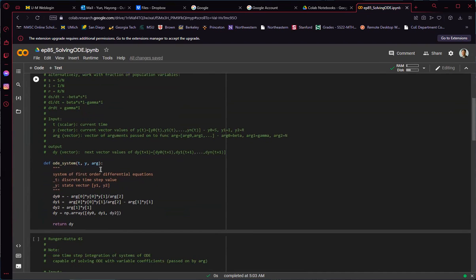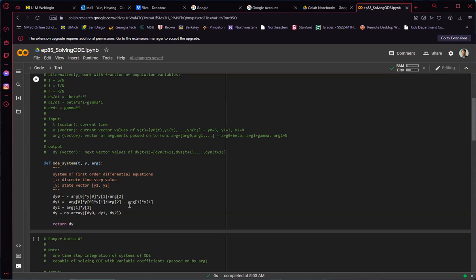First, we define the ODE system, the equation that you want to solve. In terms of derivatives, you give the T and Y and the arguments being the beta, gamma, and N. That's that. And dy0, dy1, dy2 are the changes in S, changes in I, changes in R. Then minus argument 0, which is beta, times y0, which is S, times y1, which is I, divided by argument 2, which is the population.